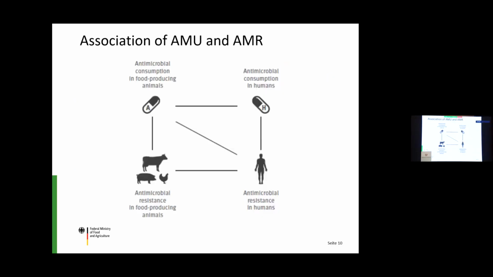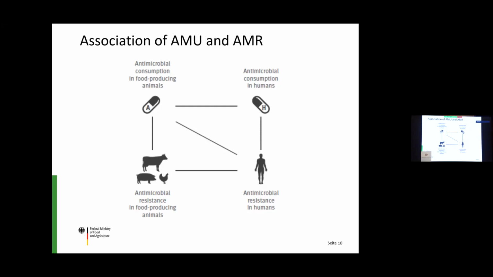And this is briefly a graphical description of what I've been explaining to you. This is basically the picture you should keep in mind: the interaction between antimicrobial consumption in animals, but not only animals, also in humans, and the development of resistance in both animals and, of course, in humans.